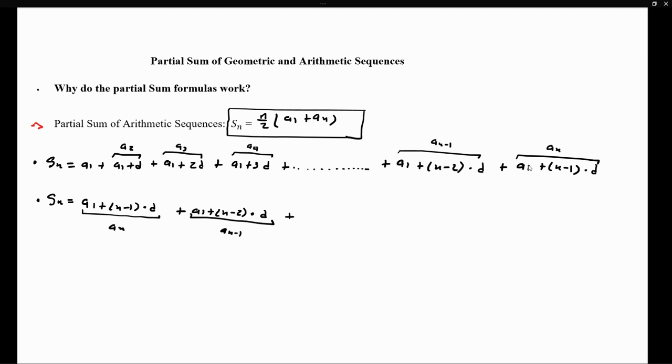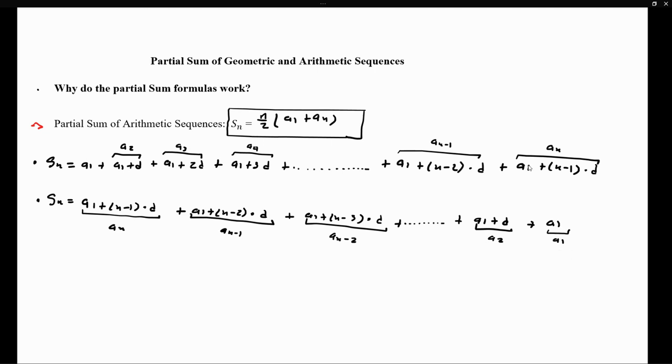Then I'm going to add up the next term. So that'll be a1 plus n minus 3 times d. So this would be the third to last term. And we're going to continue adding all that until we reach the second term. And again, this is the second term. And the first term, where the first term is just itself.